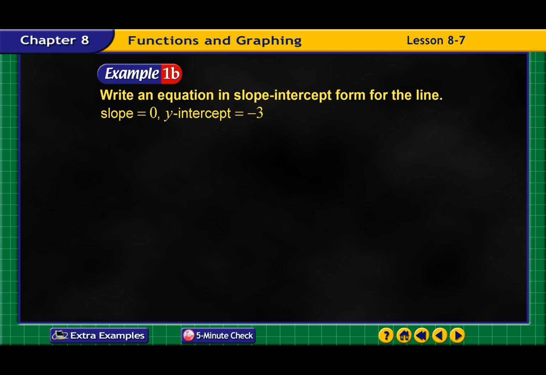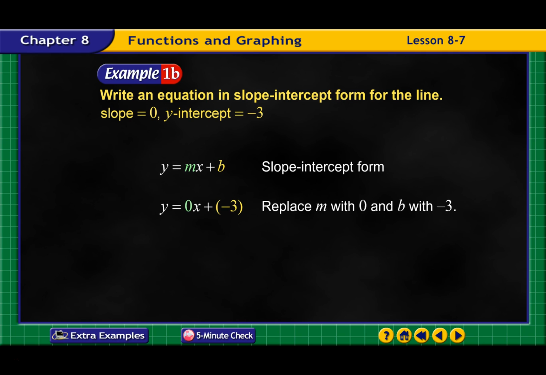Write an equation in slope-intercept form for this line, a slope of 0 and a y-intercept of -3. So we take our slope-intercept form again. We replace m with 0 and b with -3. Well, something's going to happen to that 0 there and m. So once we simplify that, these cancel, and that gives us y equals -3.